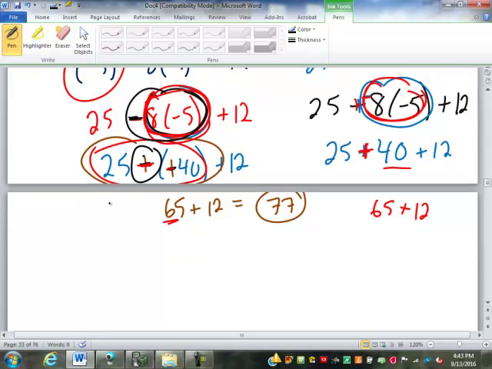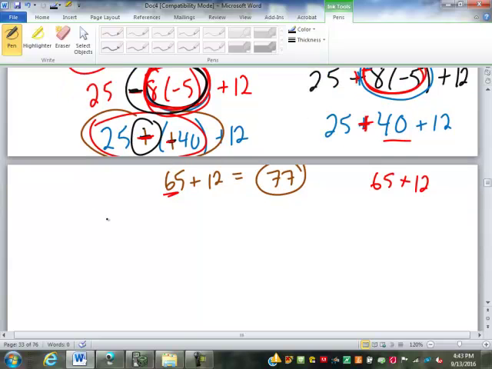So whenever it's a minus, a negative is always plus a negative? Yeah. Minus a negative becomes plus a positive.